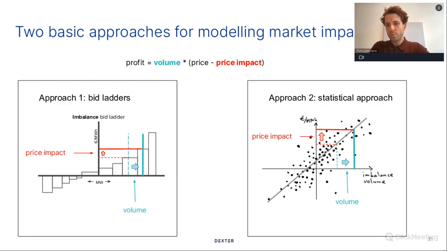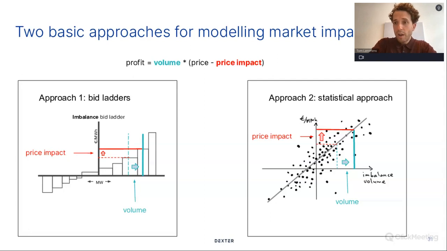Then the alternative approach is a more statistical approach, where you gather the historical actual imbalance volume and imbalance price pairs, you plot them, you have the scatter plot, and you find the relation between them. In this case, a simple linear relation. Now, what you can do then is, again, you have the volume, you can shift the volume, and you can look up the new spot on the fitted line, which then gives you the new imbalance price, right? This is the more statistical approach to it.